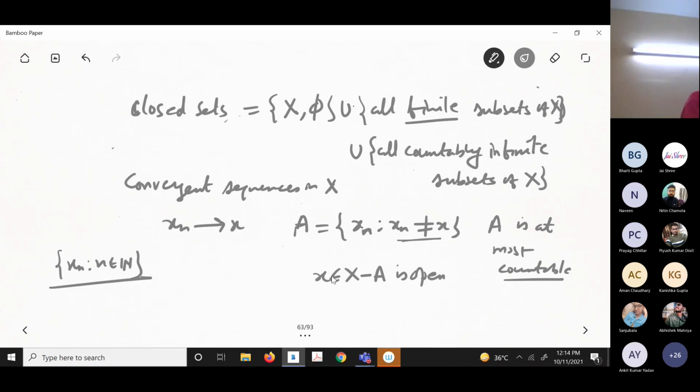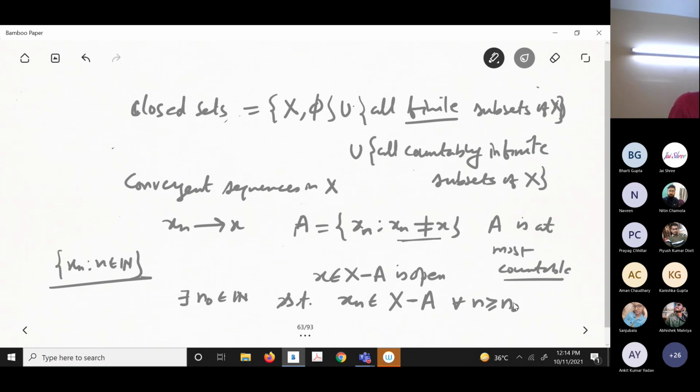So by the definition of the convergence of a sequence, there exists N naught belonging to N. Look at the top of page 136: there exists Xn such that Xn belongs to X minus A for all N greater than or equal to N naught.